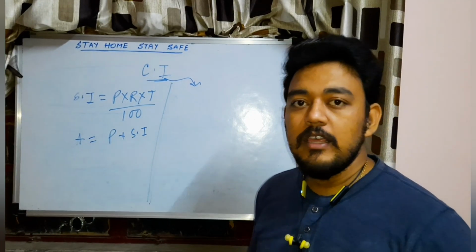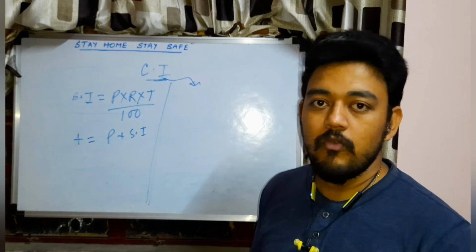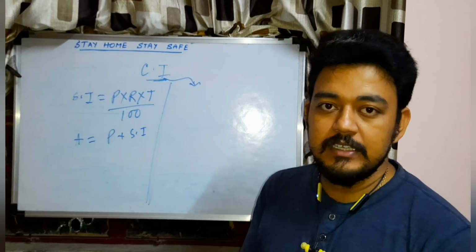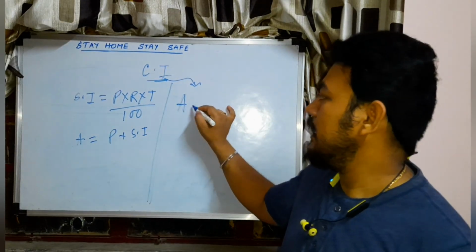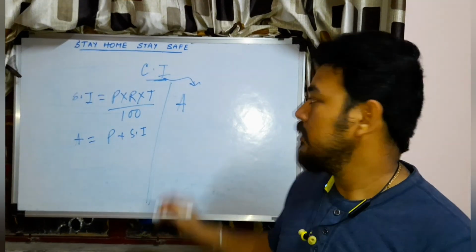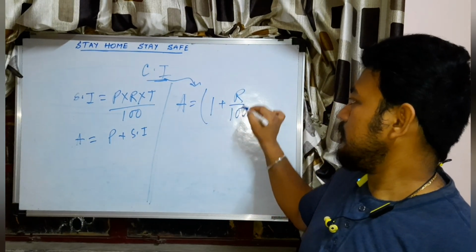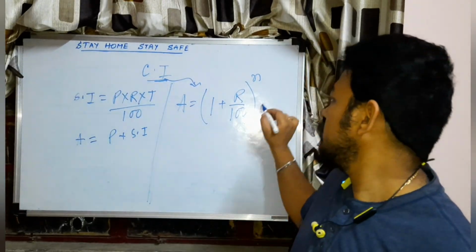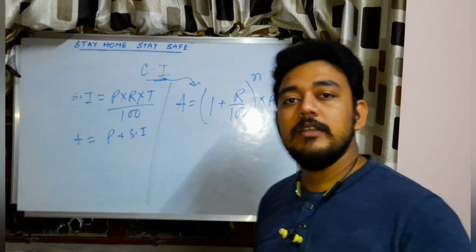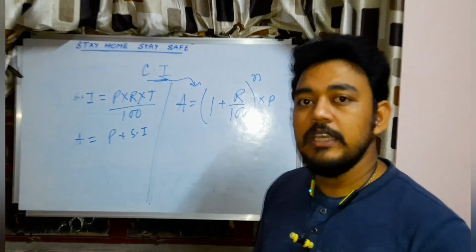For example, if you keep money in a CI account, interest is given on interest. How? The formula is amount. Here the amount is calculated together as P into (1 plus R by 100) whole to the power n, where n is the number of years. Remember one thing, the bank always gives interest yearly. Clear? Yearly they give interest.